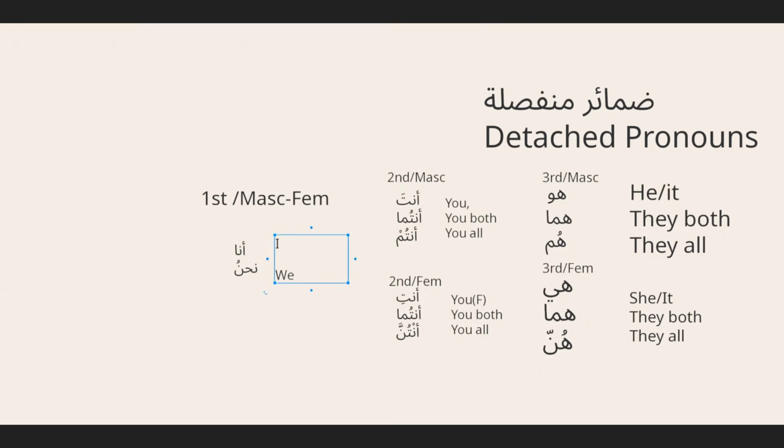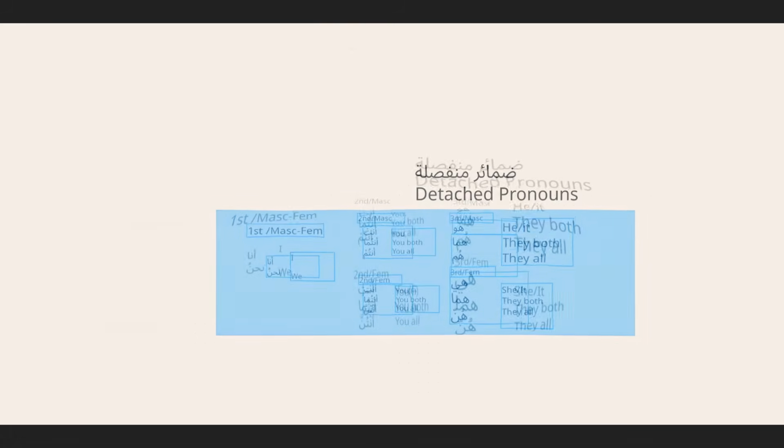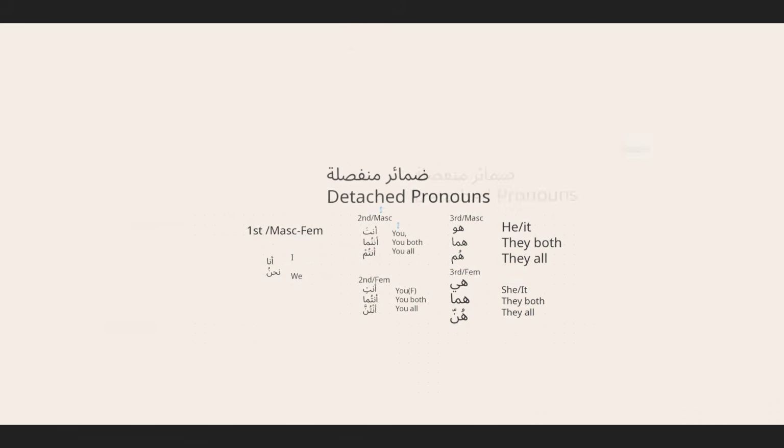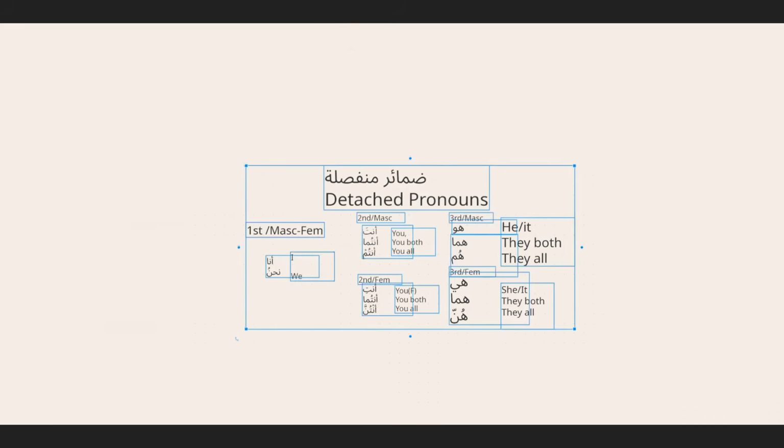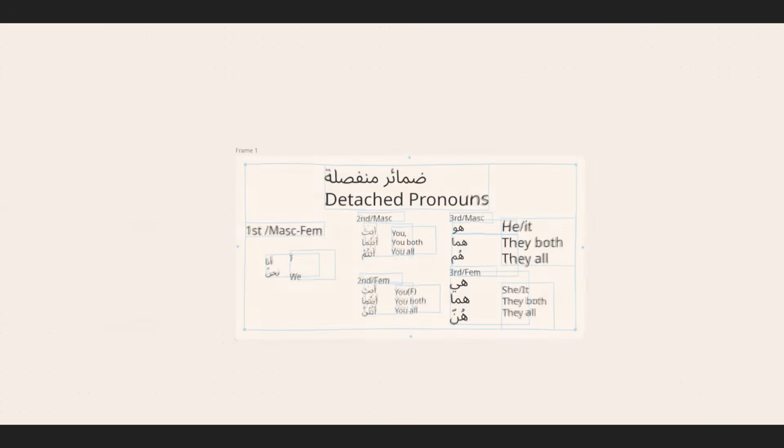So you need to memorize these, like I said. Huwa, huma, hum, hiya, huma, hunna. And then you come to second person: anta, antuma, antum, anti, antuma, antunna. Ana, nahnu. Now, the same thing, we have detached pronouns also, and attached pronouns also.